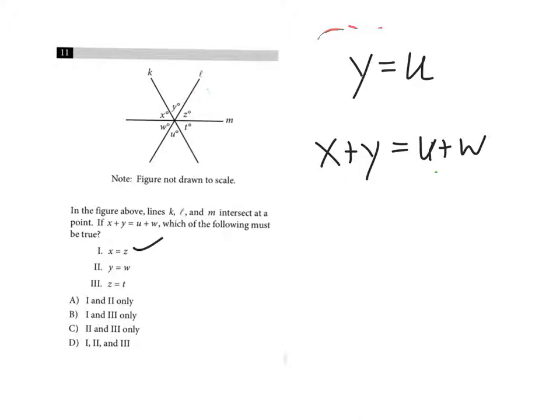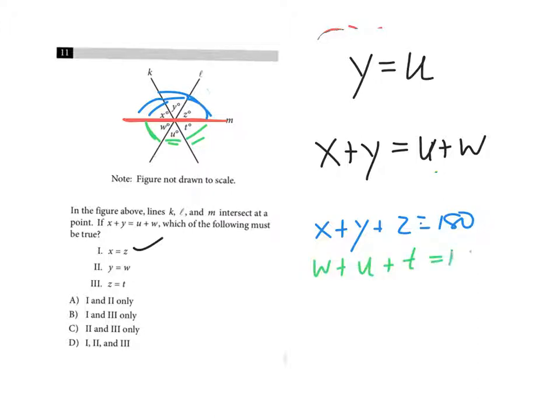Now, besides having vertical angles, I also have straight lines. So for example, line M is a straight line. That means the angles above, if I add them up, have to equal 180. X plus Y plus Z equals 180. And the angles below, W plus U plus T, also have to equal 180 because they form a straight line.